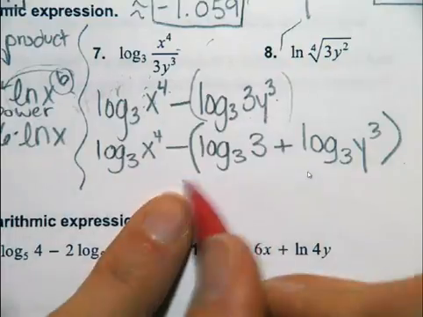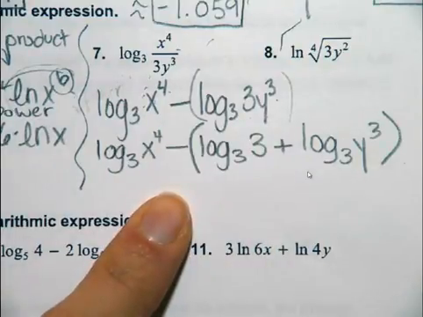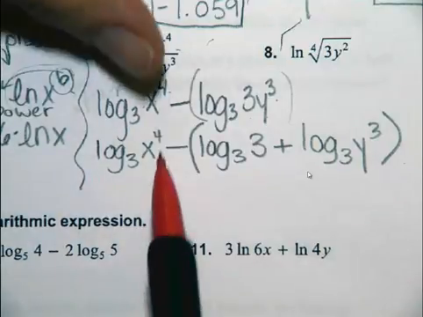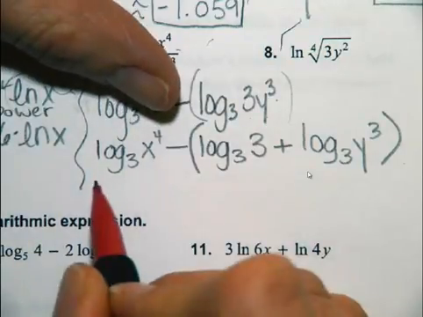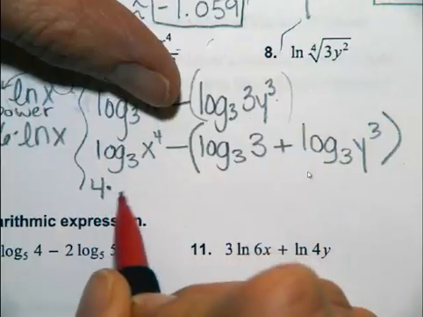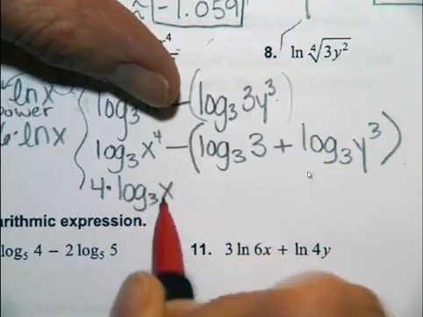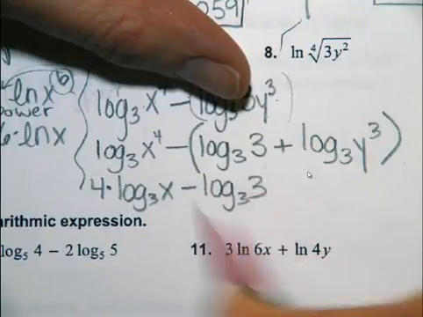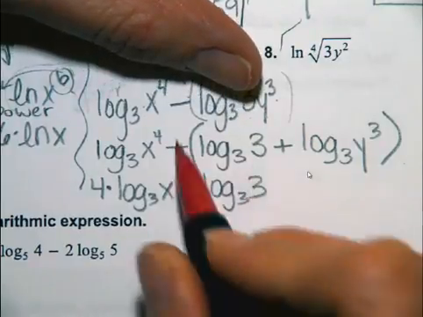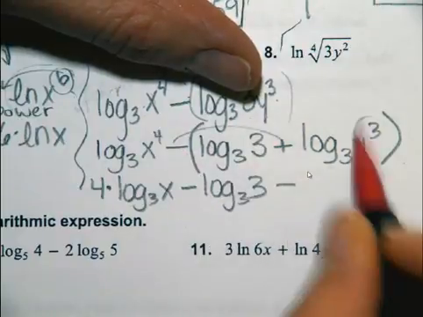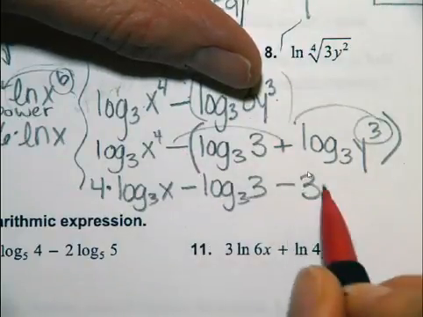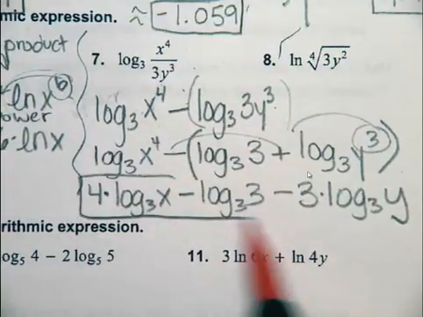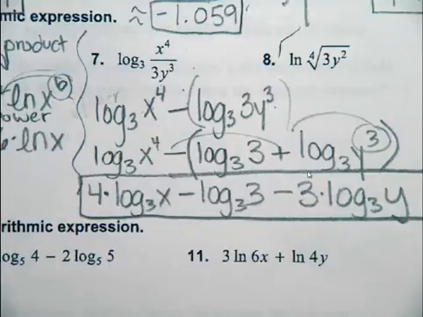Now, at this point, if I wanted to distribute that negative in, I could. And I'm going to do that as I do the next step. As I see, I've got some exponents here that can come out as the power property: 4 times log base 3 of x minus log base 3 of 3, which is really just 1. And then I'm going to distribute this negative in and do the power property at the same time: minus 3 times log base 3 of y. That would be fully expanded form for that question.